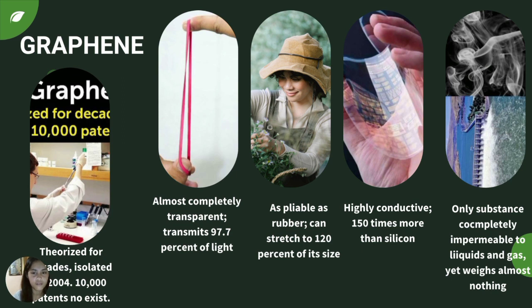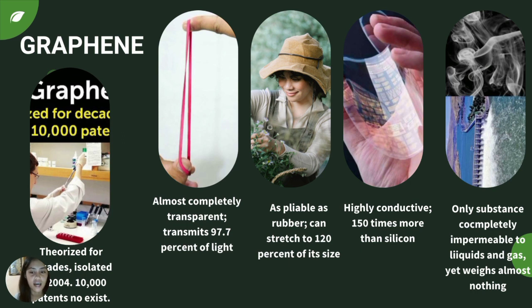So, to have an understanding of what graphene is, graphene is as pliable as rubber. It can stretch to 150% of its size. It is very stretchable. Second, it is almost completely transparent, transmitting 97.7% of light. It is very transparent. It is highly conductive, 150 times more conductive than silicon.